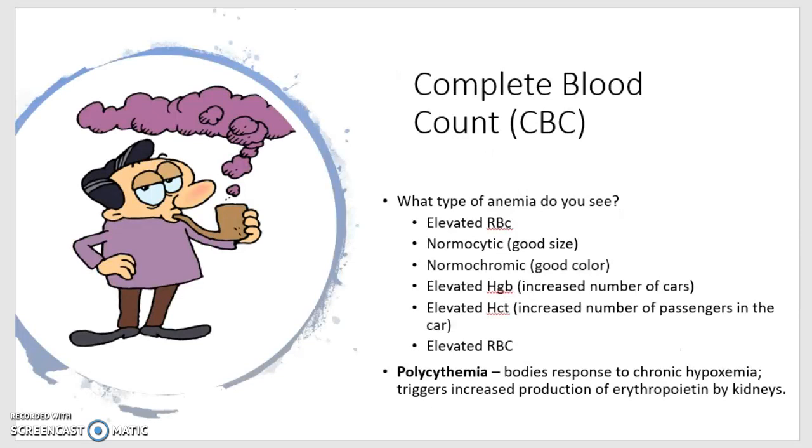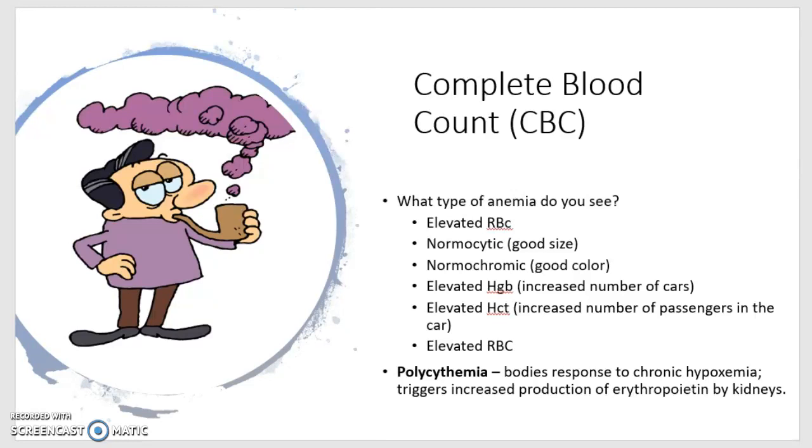So what kind of anemia does he have? Well, I don't know the exact name of it yet, but I can definitely analyze the characteristics of his cells. So we know he has an elevated red blood cell count. We know that his cells have a good size, they have a fine color, but he has an elevated number of cars, or hemoglobin, and he has an elevated number of passengers riding in his cars. The name for this is actually called polycythemia.